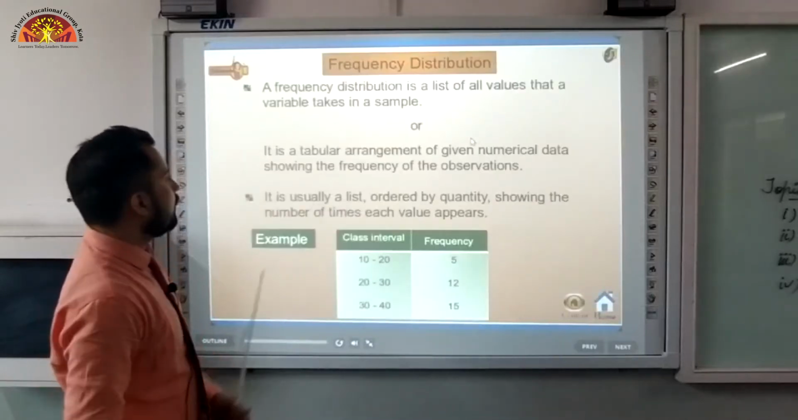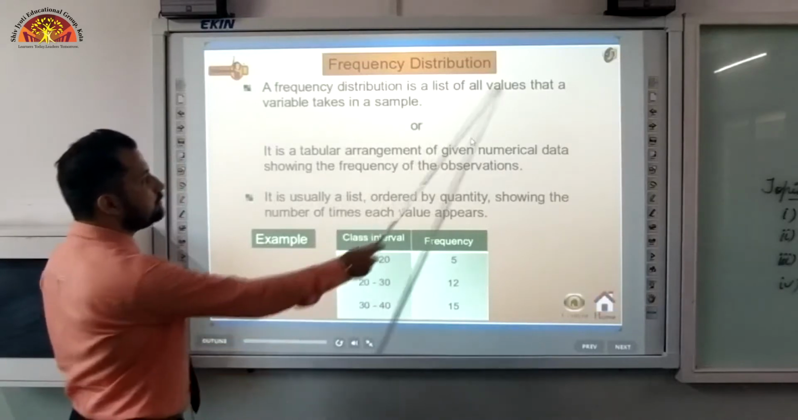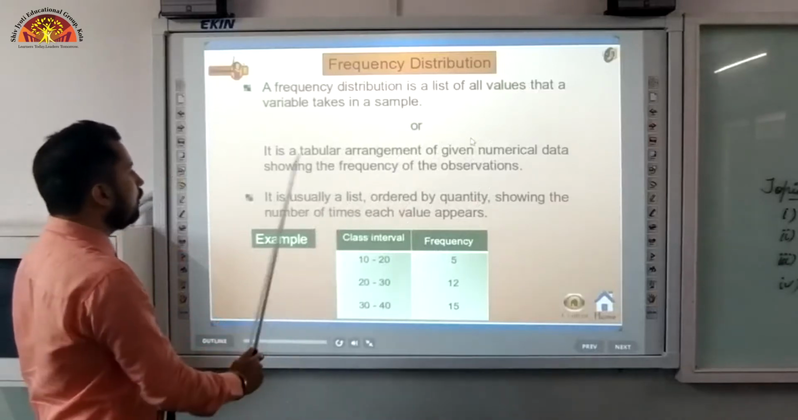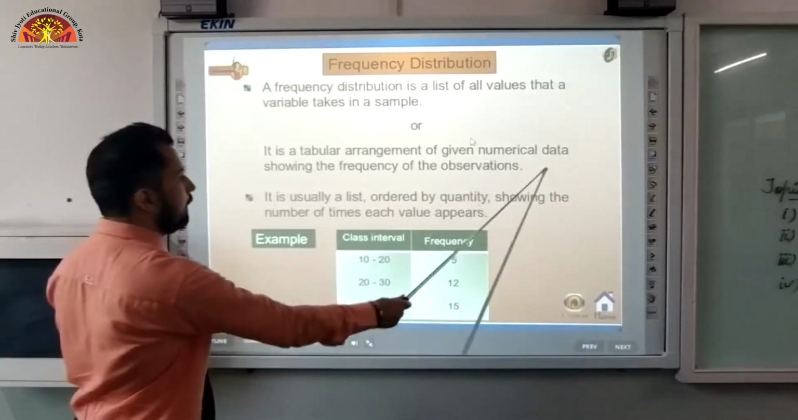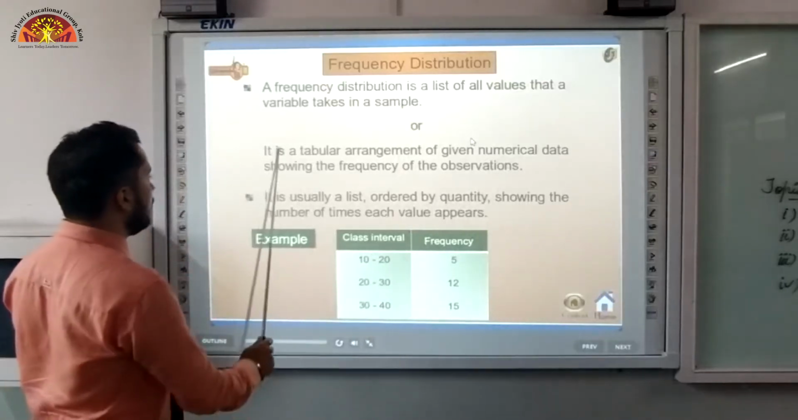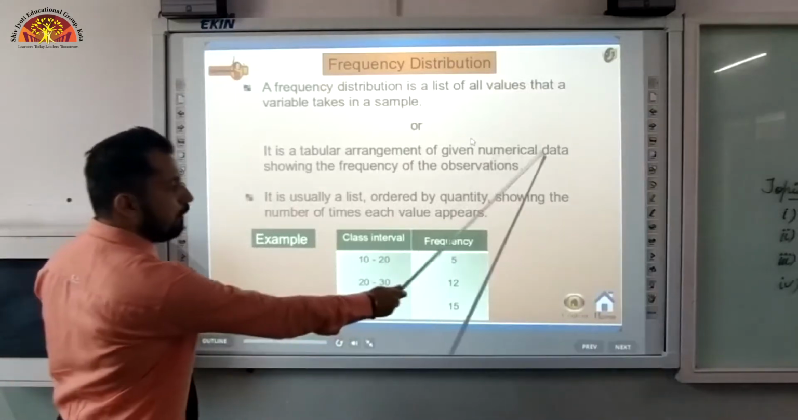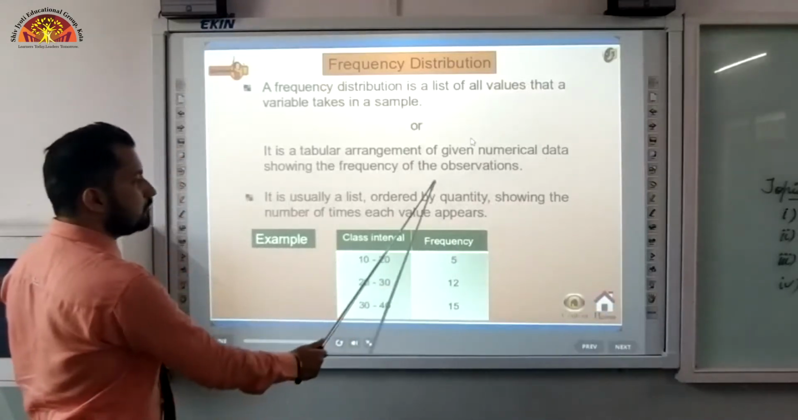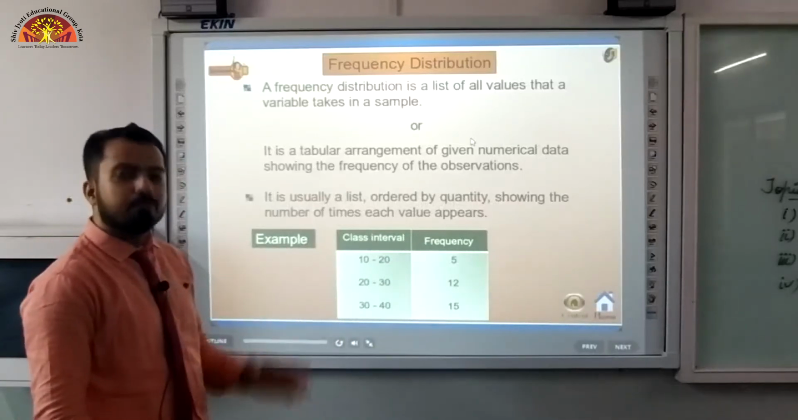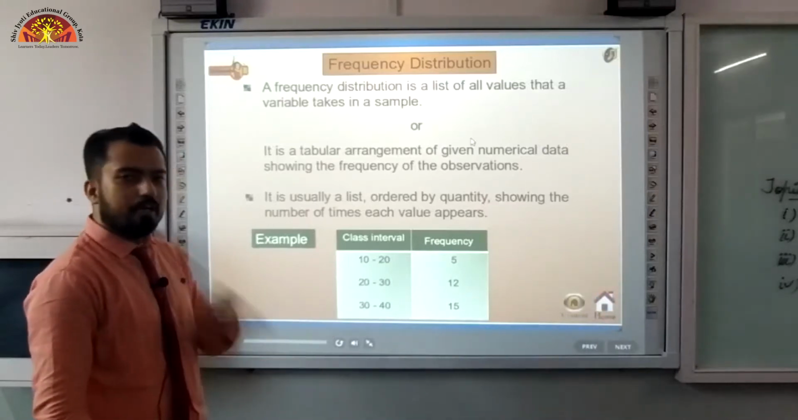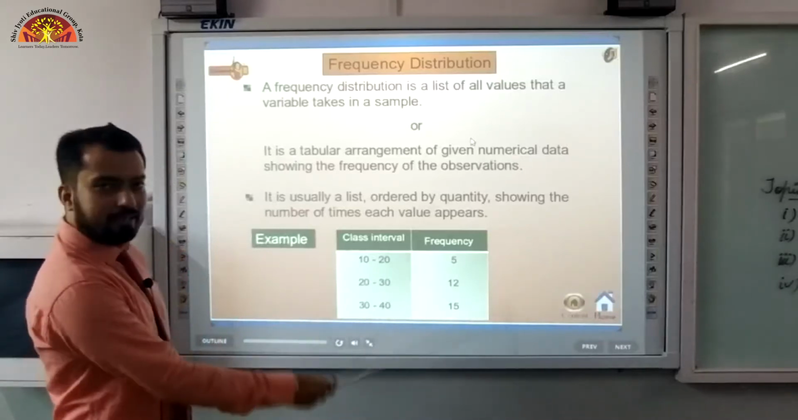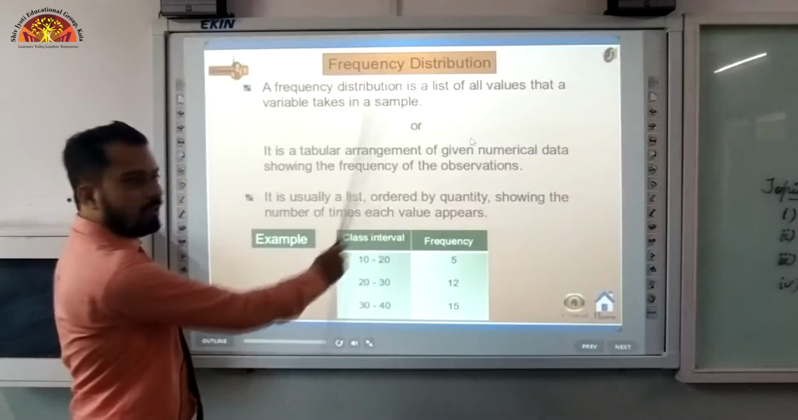Next comes frequency distribution. A frequency distribution is a list of all values that a variable takes in a sample, or it is a tabular arrangement of given numerical data showing the frequency of the observations. I repeat the same thing, look at the board. It is a tabular arrangement of given numerical data showing the frequency of the observations, or you can say that whenever we present the frequency of numerical facts in a tabular form, as you can see here, that type of presentation of frequency is termed as frequency distribution.